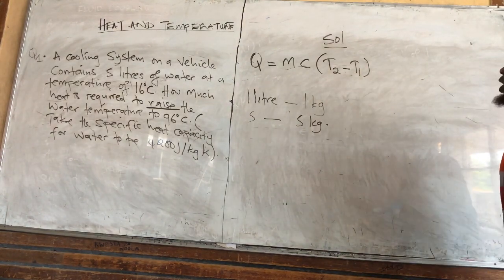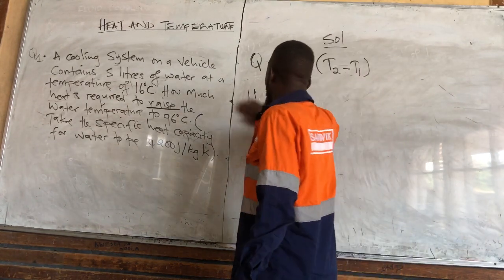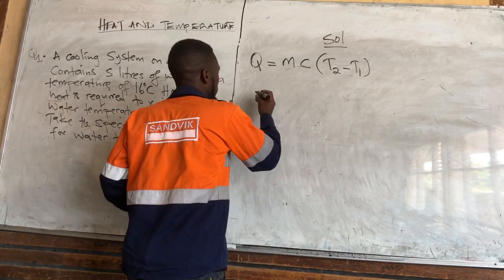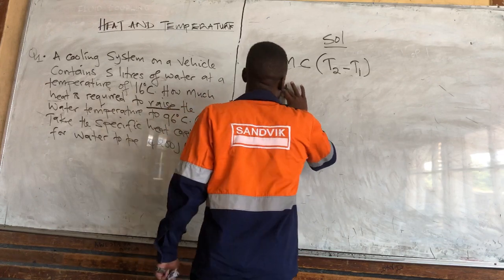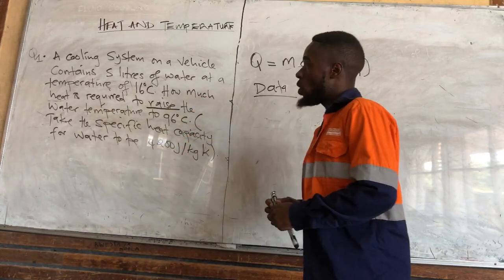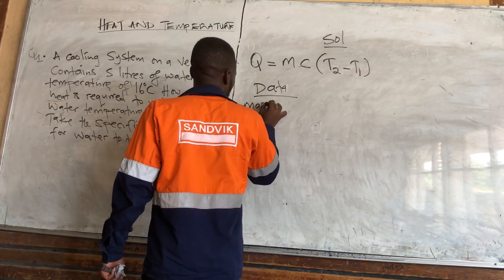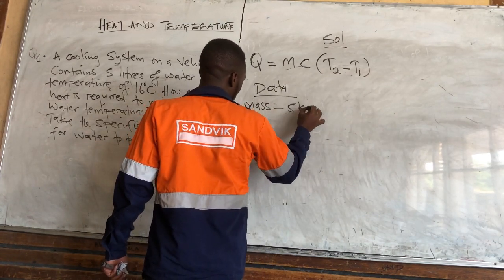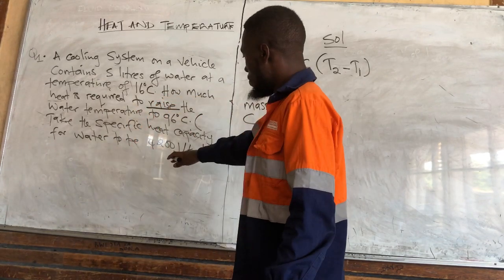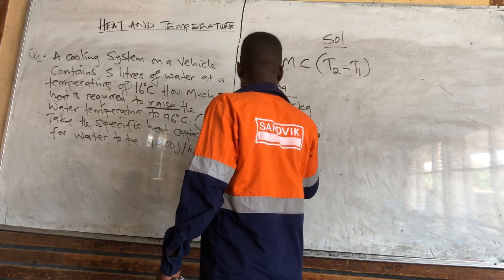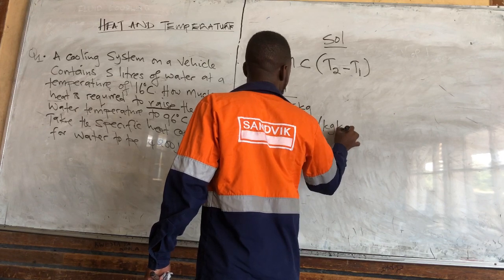So let's put down the data. Let's see what we are given in the question. We are given the mass, which is 5 kg. We are also given the specific heat capacity C, which is 4,200 joules per kg Kelvin.